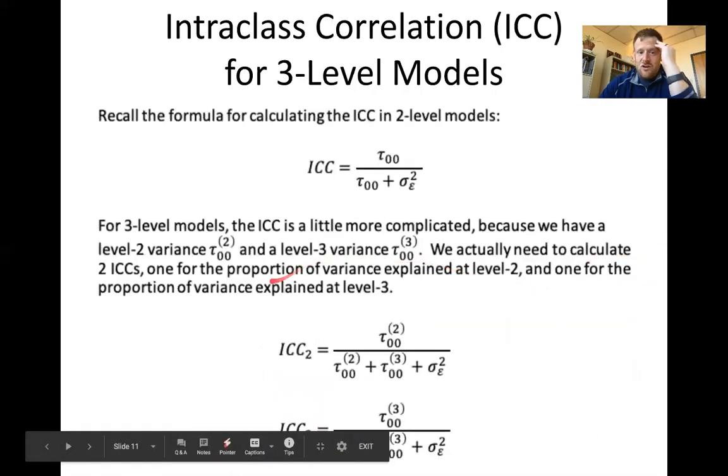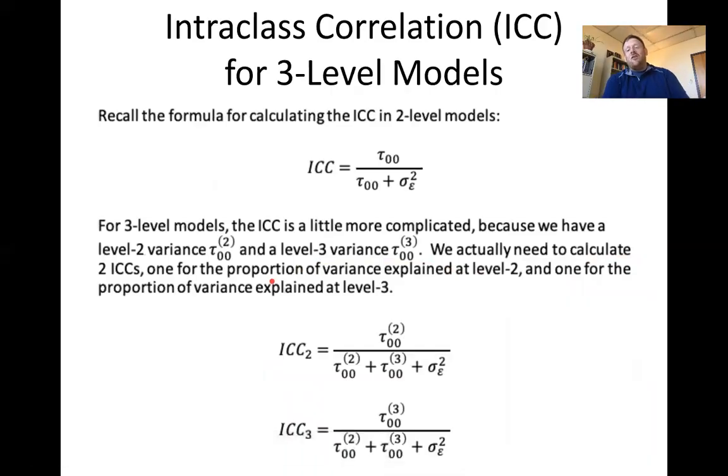A little bit tricky. Likewise, we also now have two ICCs instead of one. So if you recall the formula before for calculating an ICC in a two-level model, it was equal to tau 00, which is the variability at level 2, divided by the sum of the level 1 and level 2 variability added together. So with the three-level model, it gets more complicated because you have three components instead of two.